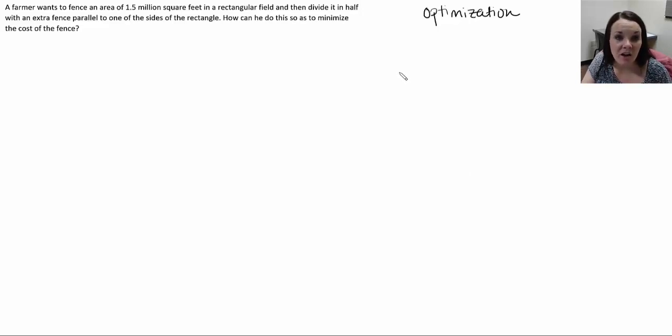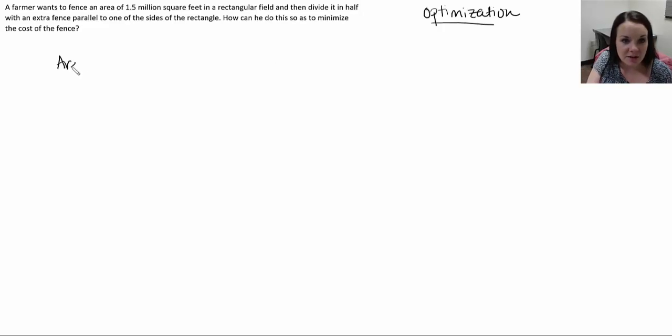So we are going to solve this optimization problem. I wrote that word up here so we can remember that it's an actual optimization problem. We have 1.5 million square feet, and that's the area that we have. And we're going to enclose that in a rectangular field and then divide it in half with an extra fence. Our farmer wants to do this to minimize the cost of our fence.